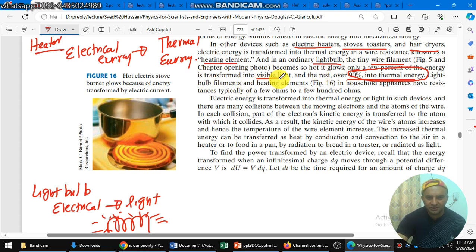The light bulb filament and heating elements in household applications typically have resistance. Its resistance is a few ohms to a few hundred ohms. Electric energy is transferred into thermal energy or light. In such devices, there are many collisions.